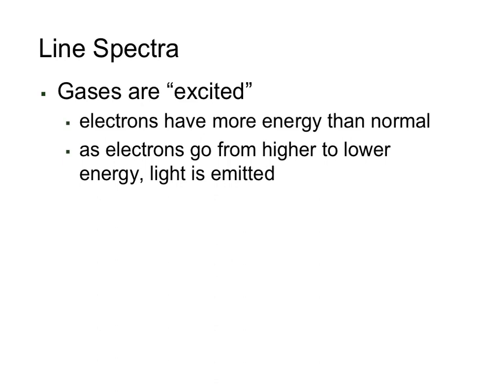In this video, we're going to look at what we call line spectra and how that relates to the electron's structure around an atom. When gases are excited, in other words, when they are given energy, the electrons in those gases then have more energy than normal. As electrons go back and forth from higher to lower energies, light is emitted. And again, what we're going to investigate is how that relates back to electron structure.